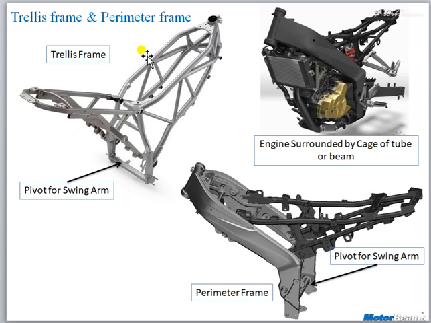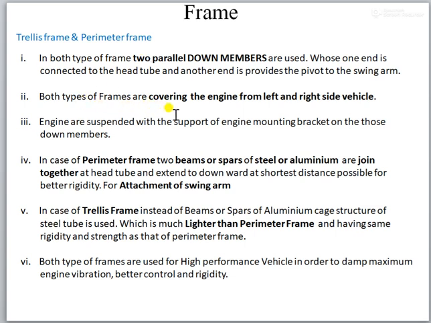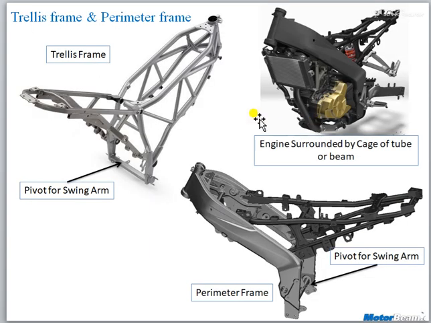After that, the engine is suspended with the support of engine mounting brackets on the down members. You can see the engine and engine subcomponents. For example, in this figure we can see the radiator, other hoses, the silencer and exhaust system, the engine, and the transmission components. All those components are hung over this member. On this member a number of brackets are present, and on those brackets the entire engine and engine subsystems are suspended.